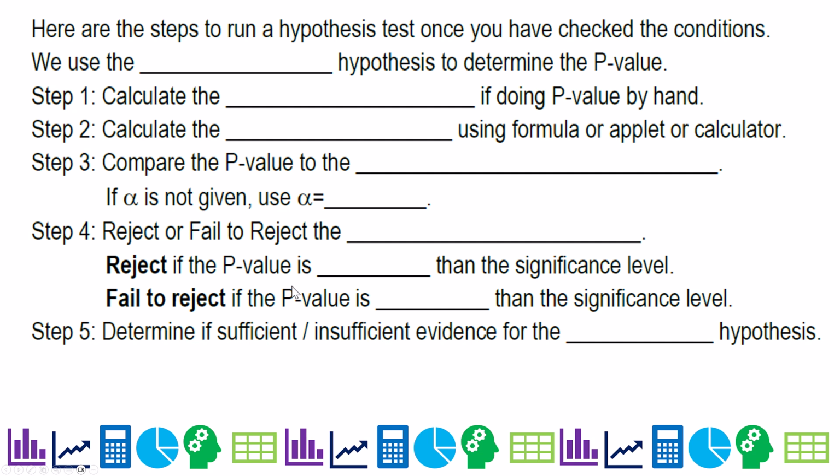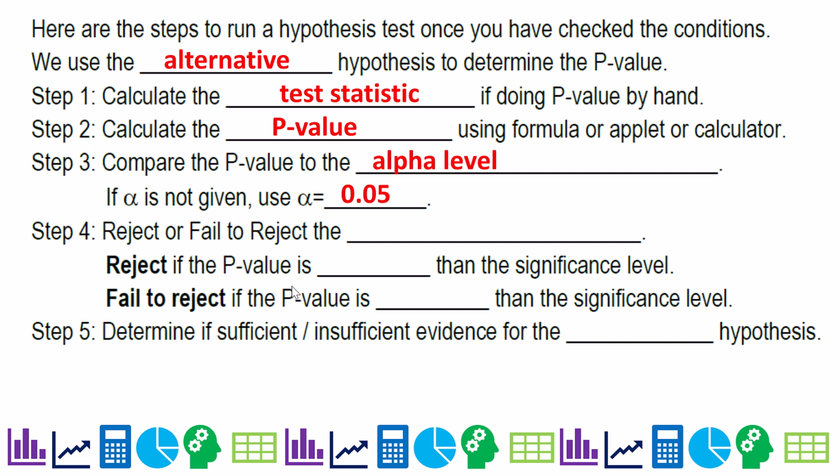So here are the steps to run hypothesis tests. Once you have checked the conditions and set up your hypothesis, we use the alternative hypothesis to determine the p-value. We're going to calculate the test statistic. If doing it by hand, most of the time we're using technology, and it's going to give us both the test statistic and the p-value. All right. Compare the p-value to the alpha level. If alpha is not given, use 0.05. Reject or fail to reject the null hypothesis H0. Reject if the p-value is less than the significance level, and fail to reject if the p-value is greater than the significance level. Determine if there is sufficient or insufficient evidence for the alternative hypothesis.